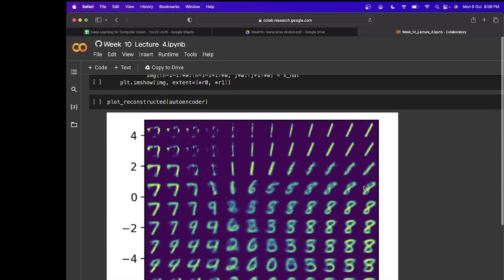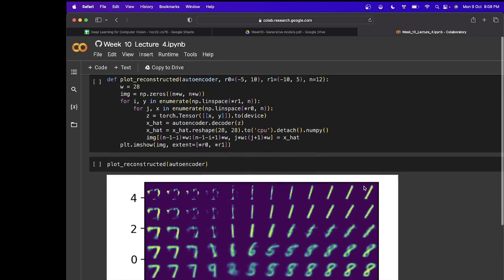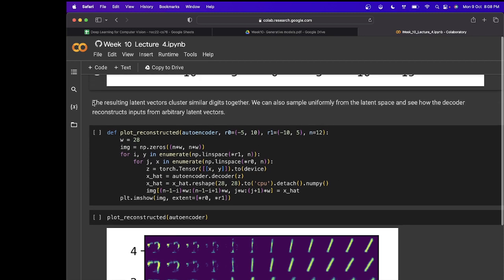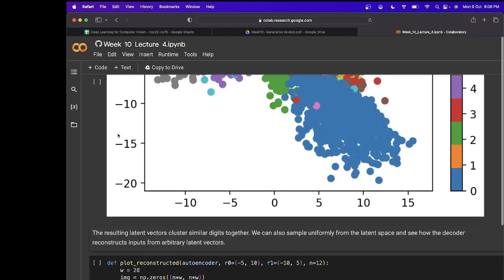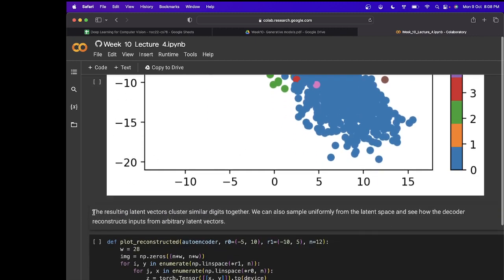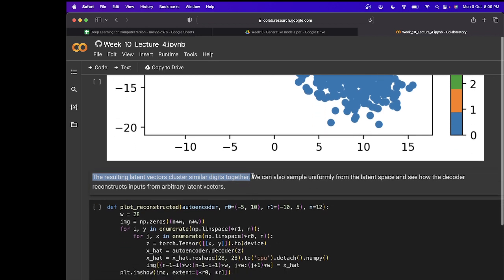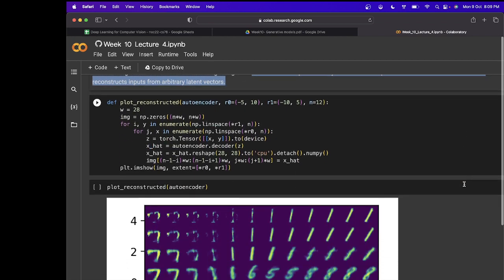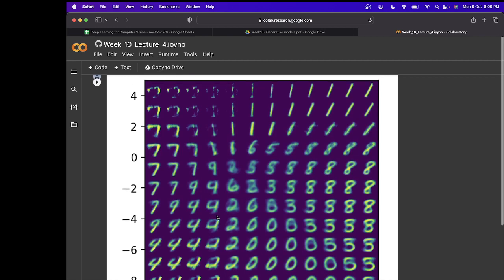These are some of the reconstructed images. What they have done is plotted the latent vectors. First of all, as a result of this plot, we see that the latent vectors cluster similar digits together. Next, they have sampled uniformly from the latent space and seen how the decoder reconstructs inputs from arbitrary latent vectors. And you can see that these are the generations of the different images.